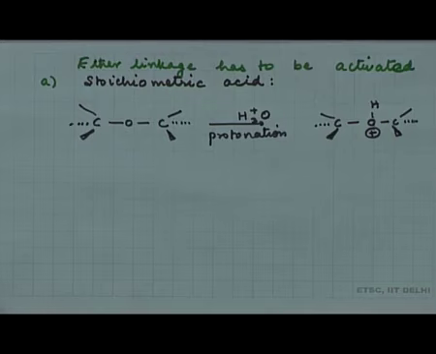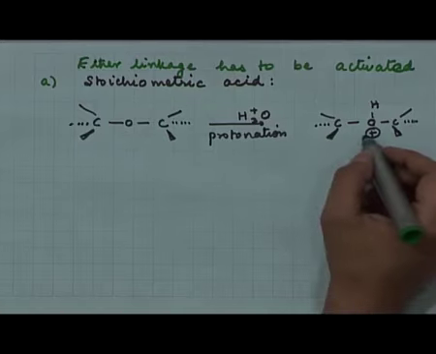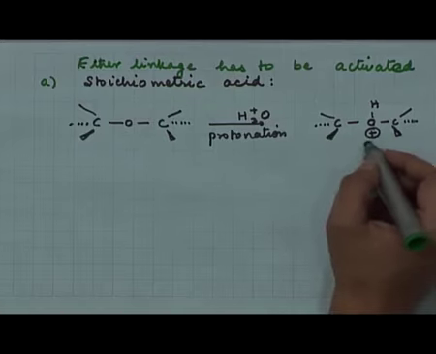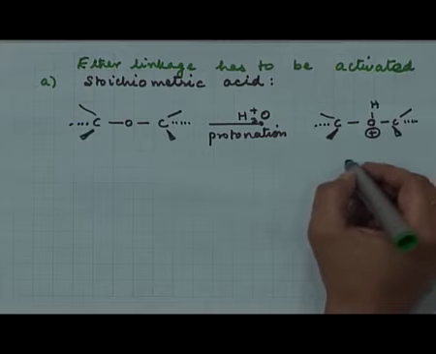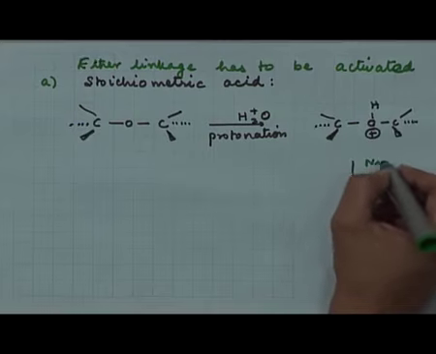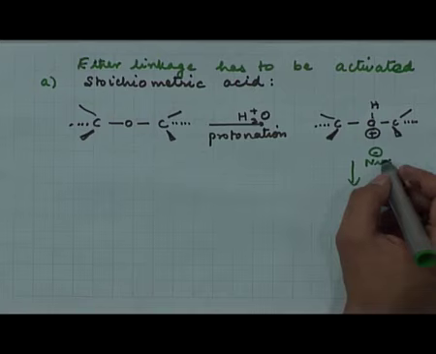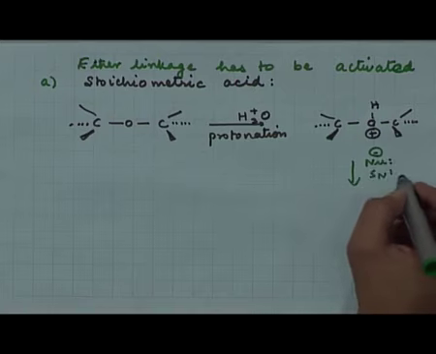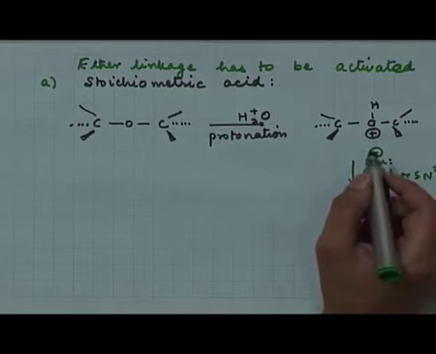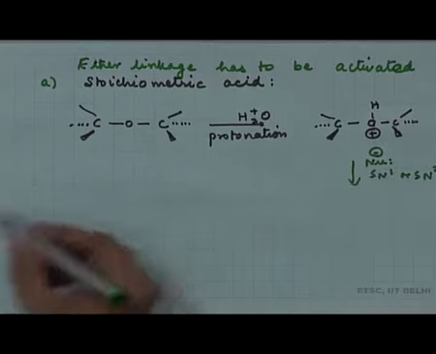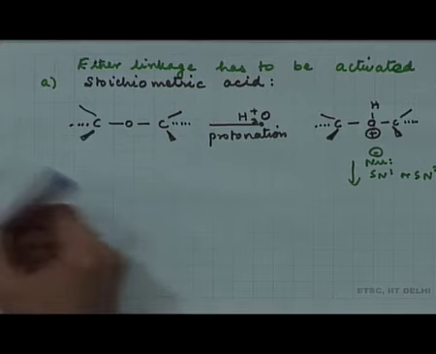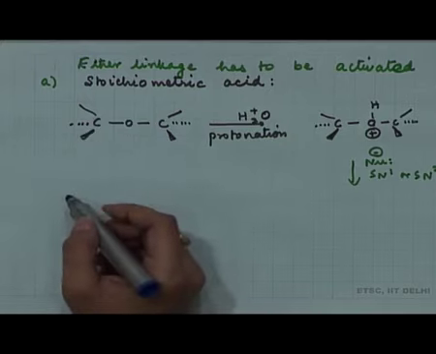Now, after this, the next step could be the attack of the nucleophile. So, when you have activated your ether, the nucleophile can come and attack either through the SN1 pathway or through the SN2 pathway. So, which pathway is it going to choose? It again depends upon the nature of the alkyl groups on the ether.